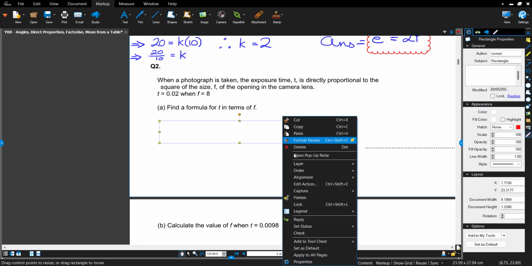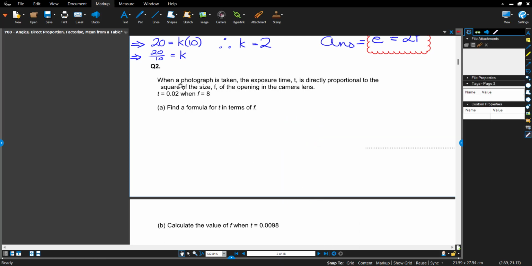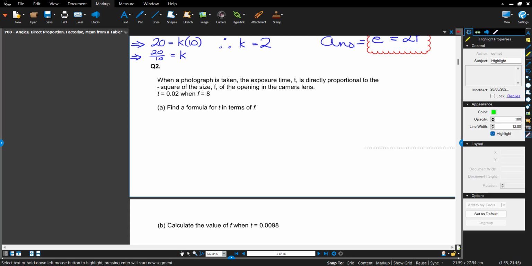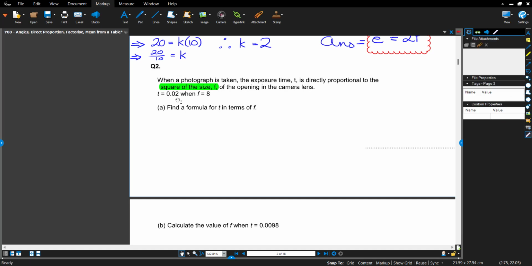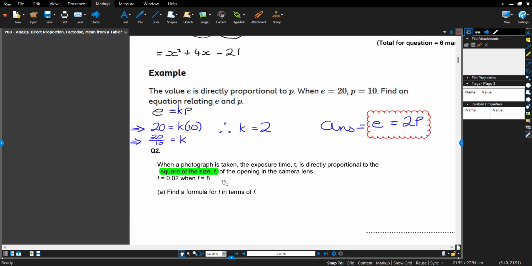So, what's going on here? When a photograph is taken, the exposure time t is directly proportional to the square, so that is important, square of the size of f, of the opening in a camera lens. When t equals 0.02, f equals 8. This is the very same as the previous one, except here we have a square, and the numbers are just not as friendly. That's all.